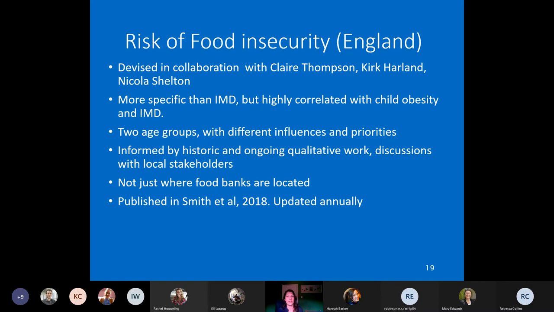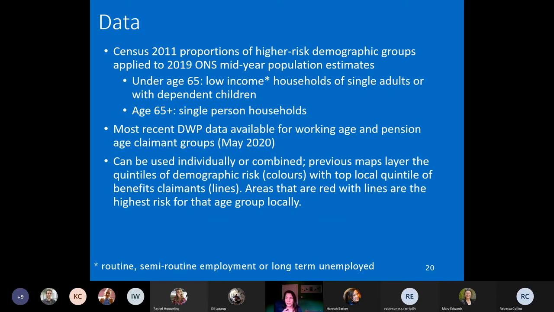So we're actually in the process of updating it right now with funding from NIHR Applied Research Collaboration to find out how we can tweak what currently goes into the model to make it more applicable in the current time. And it was published first in 2018, but we do update it regularly and the measures are available freely online. The data sitting behind it are based on the census, and thank goodness we're going to have a new census soon so we can update this more meaningfully.